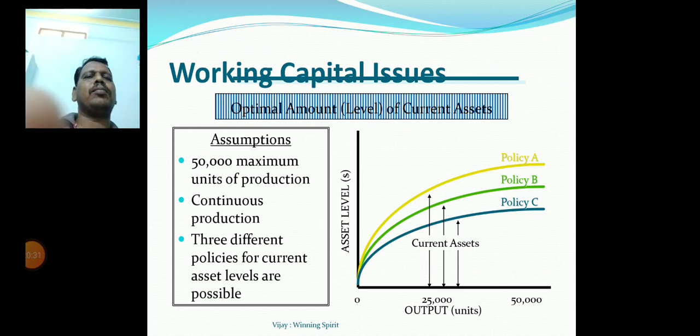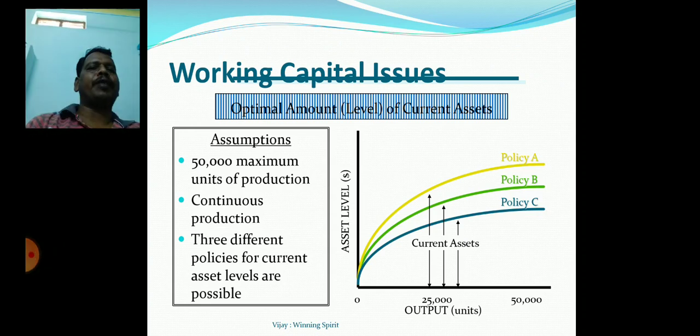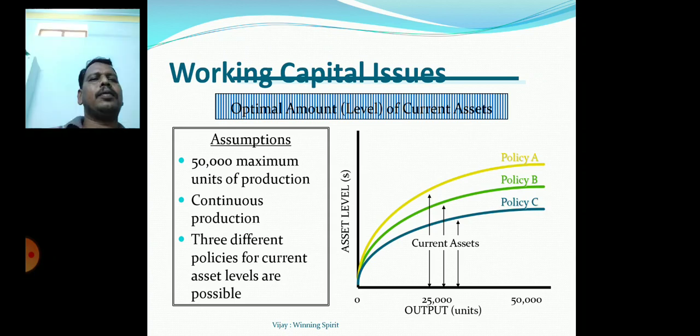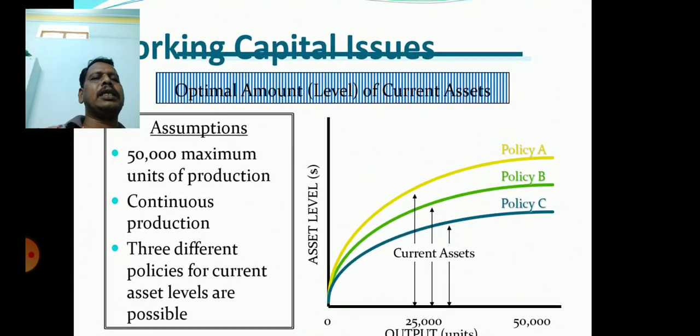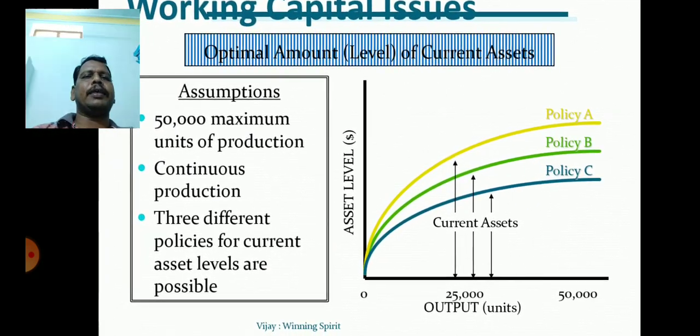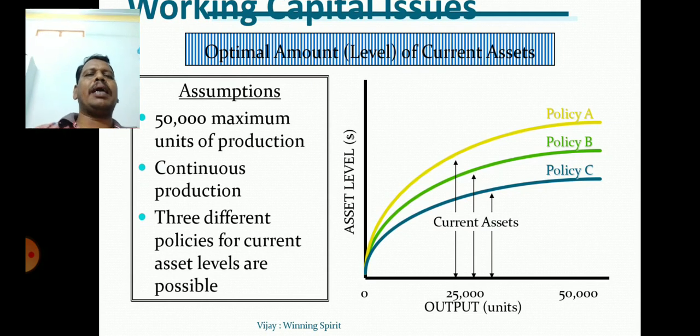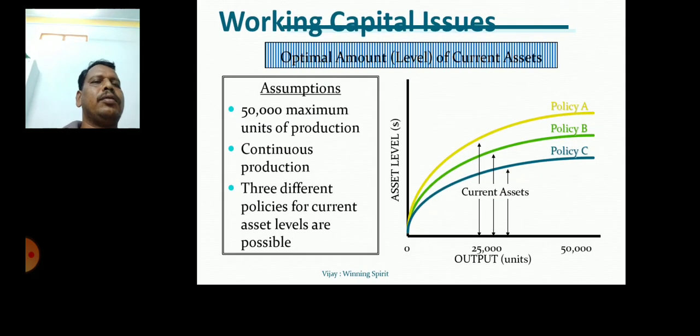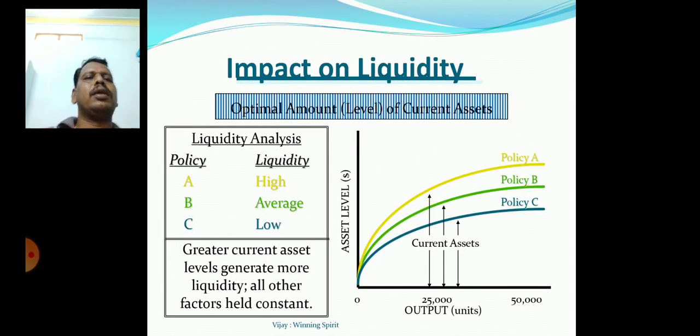Working capital issues. An optimum level of current assets should be there. There are three types of investment policies, A, B, C, for the optimum level of current assets. Assumption: 50,000 maximum units of production, continuous production. Three different policies for current assets levels are possible. Impact on the liquidity: greater current assets levels generate more liquidity, all other factors held constant.